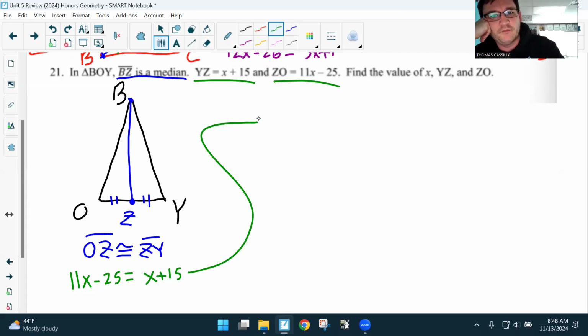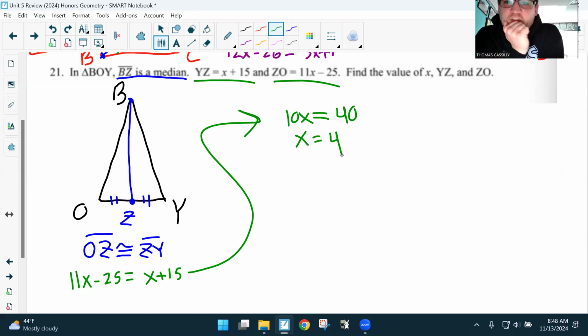I'm going to come up here now. Subtract an x, I got 10x equals 15 plus 25, which gives us 40. Thus, x equals 4. Step 1 is done, right? That was the hard part. Don't skip the easy stuff.